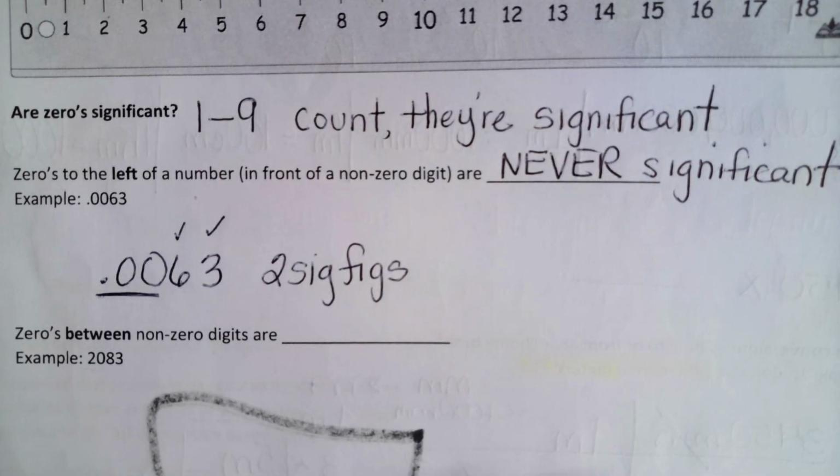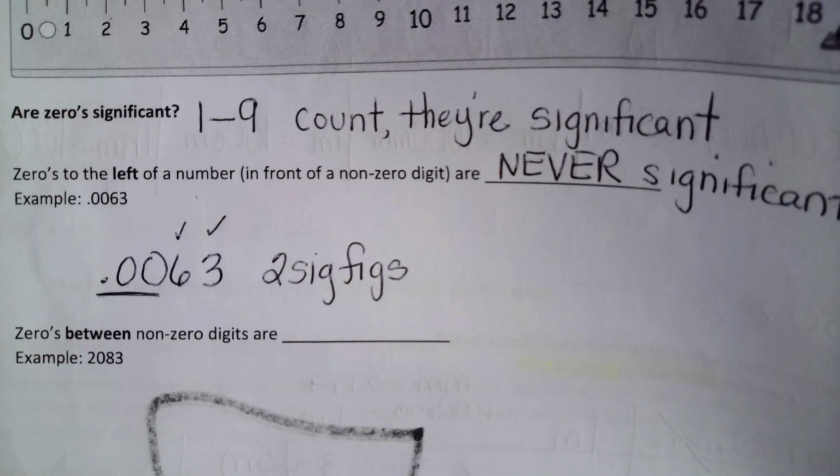All right. If there's any questions, let me know. Because after we learn significant figures, anytime you have a math question on the test, you have to calculate the answer to the correct number of sig figs. All right. So zeros in front, you don't count. Let's go to the next section.